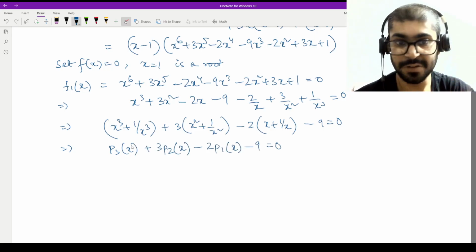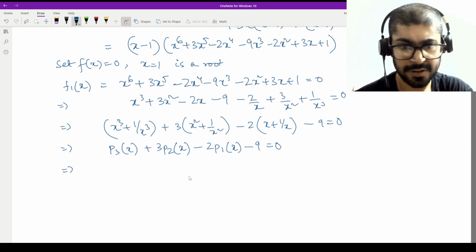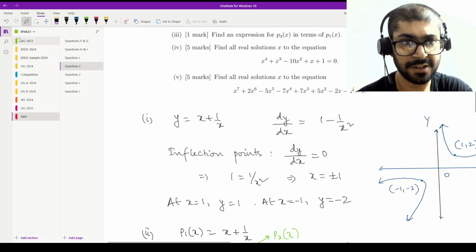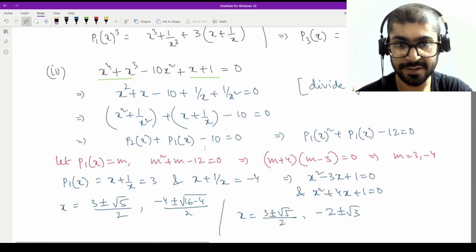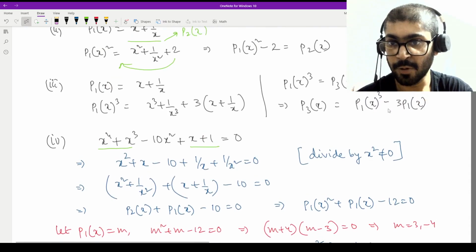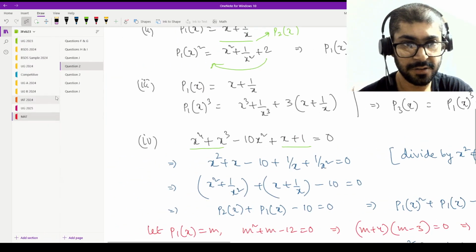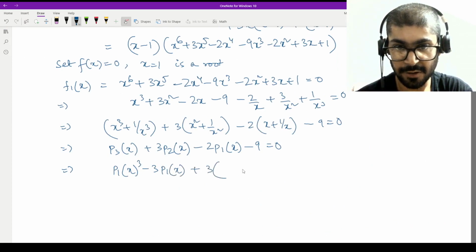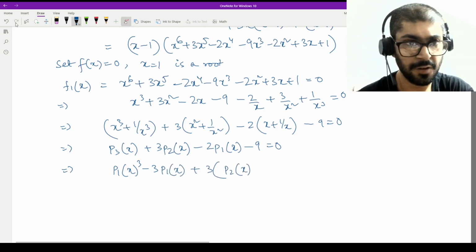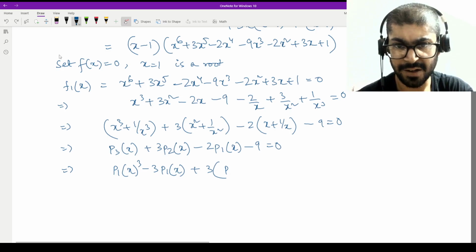Now we use the values that we learnt. So p3(x) was, I can check it from the previous question, what did we calculate it as? p1(x) whole cube minus 3p1(x). And p2(x) is p1(x) square minus 2.